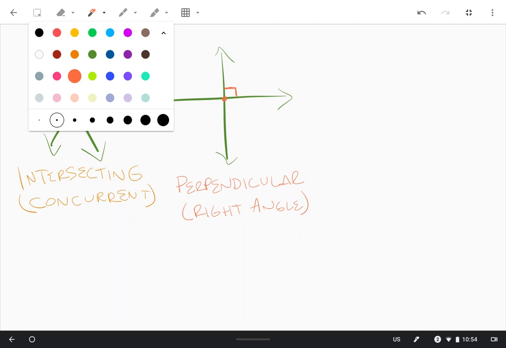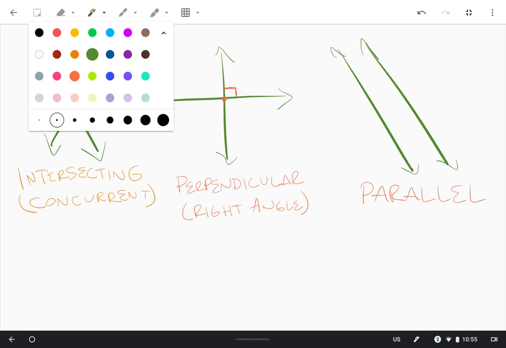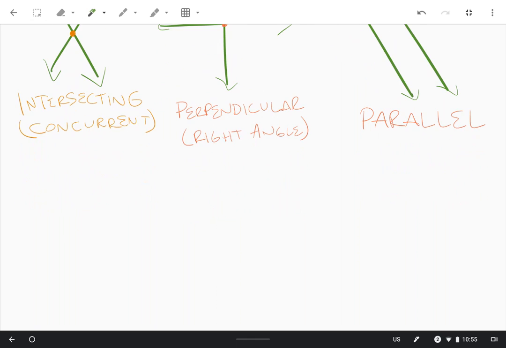The third main type of line relationship is lines that do not intersect. So at no point do these two lines cross, and this is known as parallel. And these are the main ones you're going to come across most of the time. These are the ones we deal with the most in geometry. But there are 2 other types of line relationships.